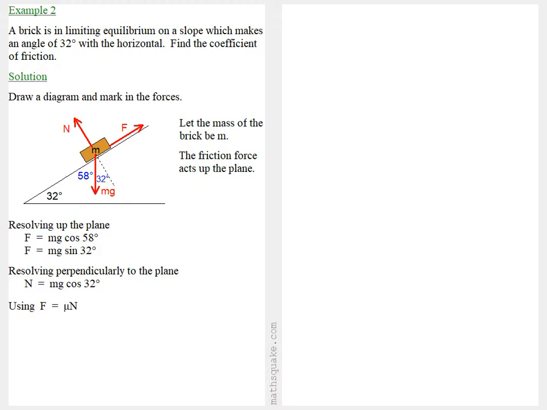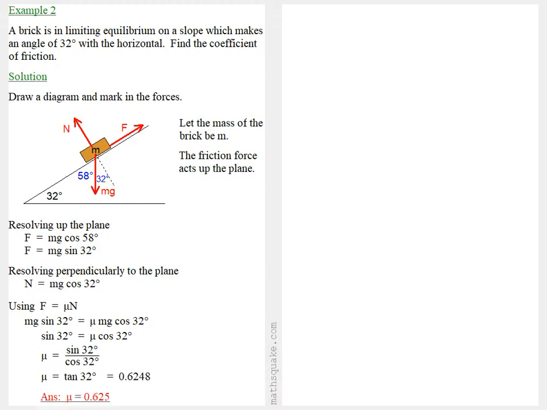Now, using F equals mu N, we have mg sin 32 equals mu times mg cos 32. The mg's cancel and we're left with sin 32 equals mu cos 32. So mu is sin 32 over cos 32, which is tan 32, which is 0.6248. And so we have the coefficient of friction mu is equal to 0.625.